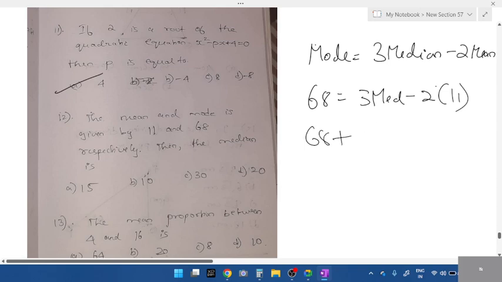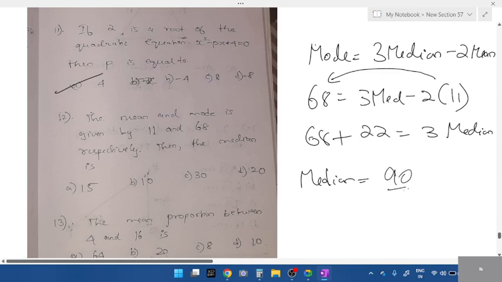68. 2 into 11 is 22. Minus 22 goes to the other side. Plus 22 is equal to 3 into median. Therefore, median is equal to 68 plus 2, 70. Yes. 70 plus 20, 90. 90 divided by 3 is 30. This is the formula we use.